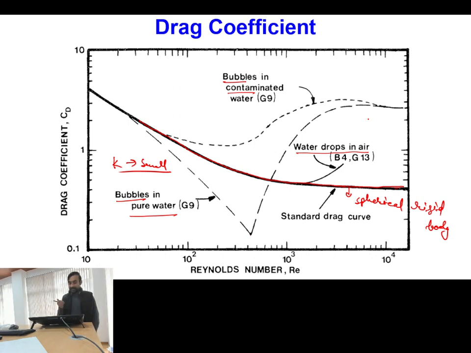In case of a contaminated system, even at smaller Reynolds number your internal circulations will be diminished. That is why your value of drag is higher than the standard drag curve. Is this one clear? Because of surfactant. Yes, because of surfactant. That is the contaminated system.